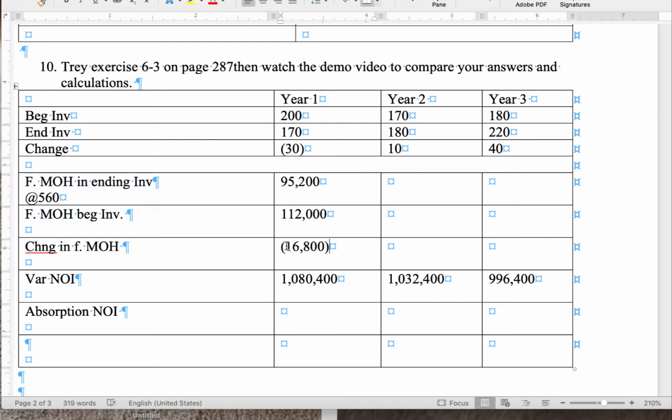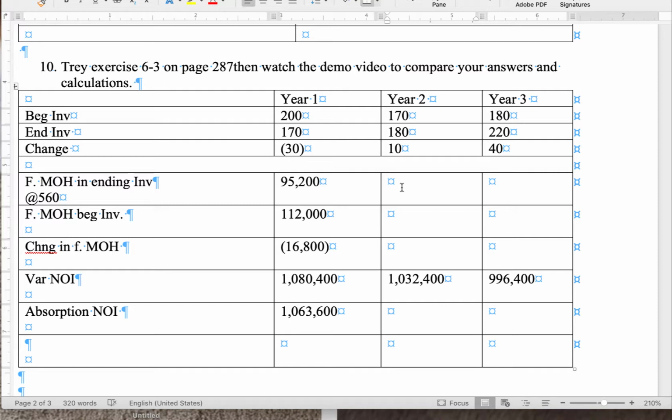My variable costing net operating income, which was given in the problem, is $1,080,400. Absorption costing has to be less than $1,080,400. Why does it have to be less? Because inventory is decreasing in the year. So I'm going to subtract my 16.8 from my variable net operating income, and I get absorption costing of $1,063,600.